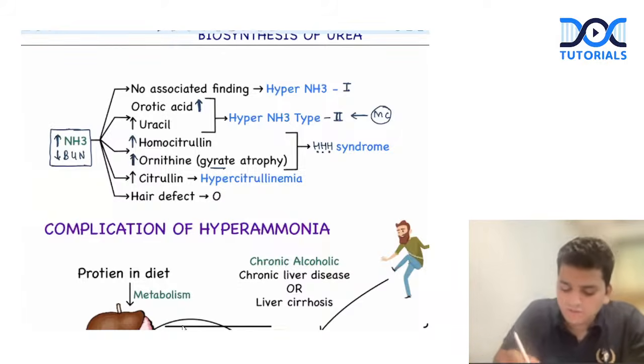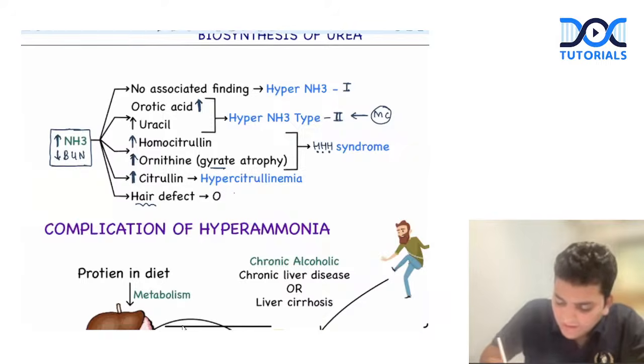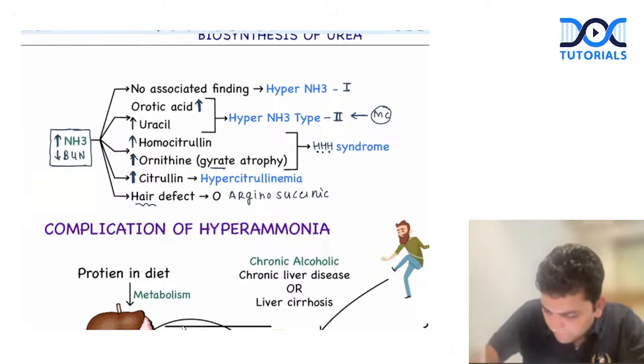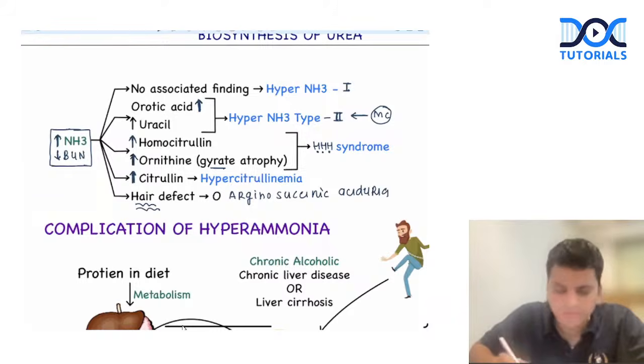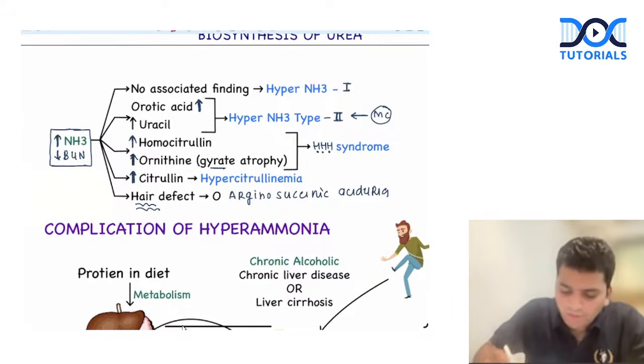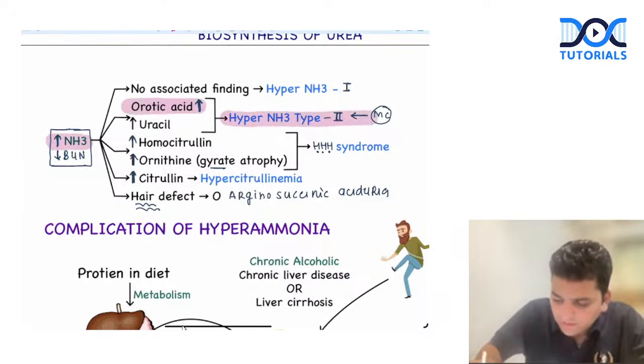If there is a deficiency of the third enzyme, argininosuccinate synthetase, no problem, it's going to be citrullinemia. But if they say hyperammonemia with hair defect, it's argininosuccinic aciduria. So the hair defect is going to be the buzzword for us. These are the four questions, but the most important out of these is the orotic aciduria. The moment you see hyperammonemia with orotic aciduria, it's hyperammonemia type 2, the most common urea cycle disorder.